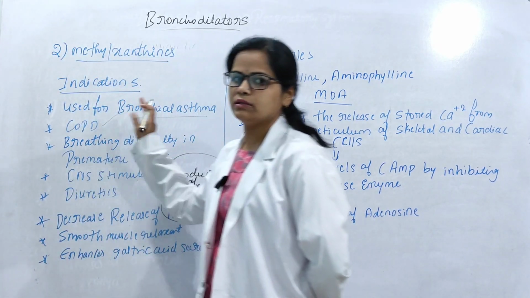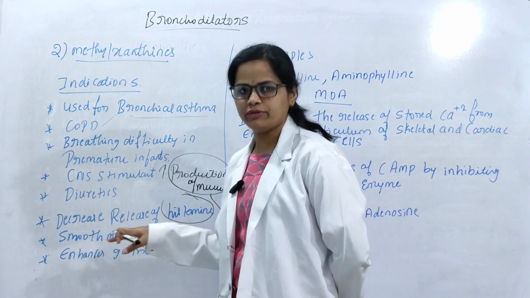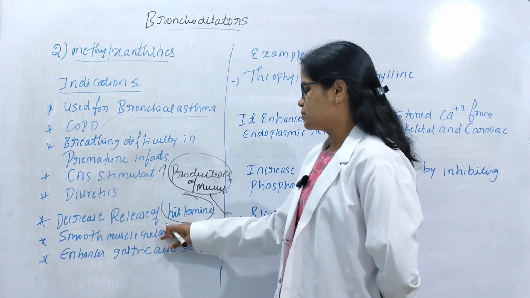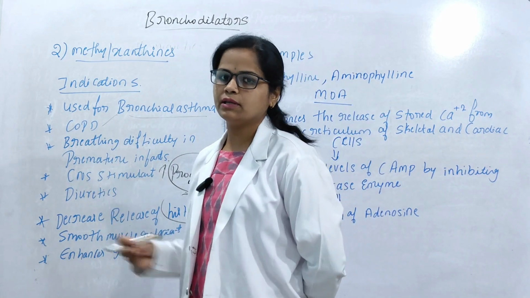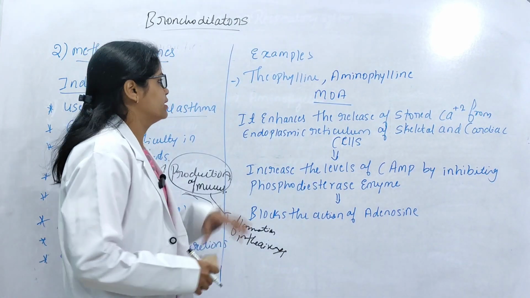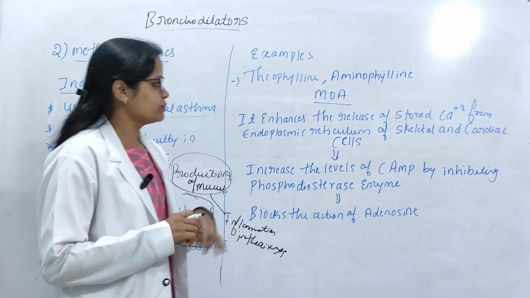When we administer these methylxanthines, these drugs decrease the release of histamine. And next is smooth muscle relaxant, and enhances the gastric acid secretions. These are the indications of the methylxanthines. Examples are theophylline and aminophylline.